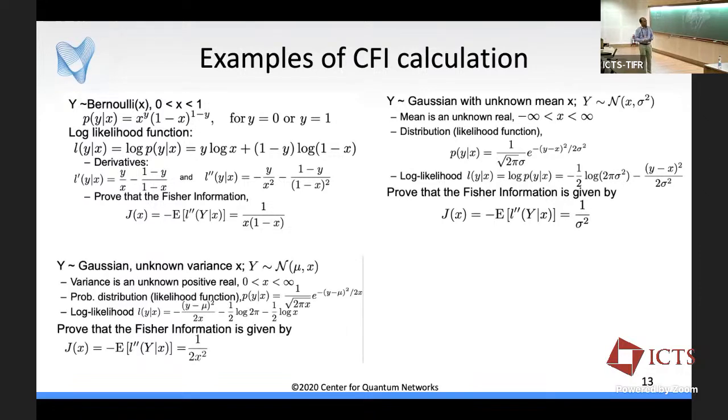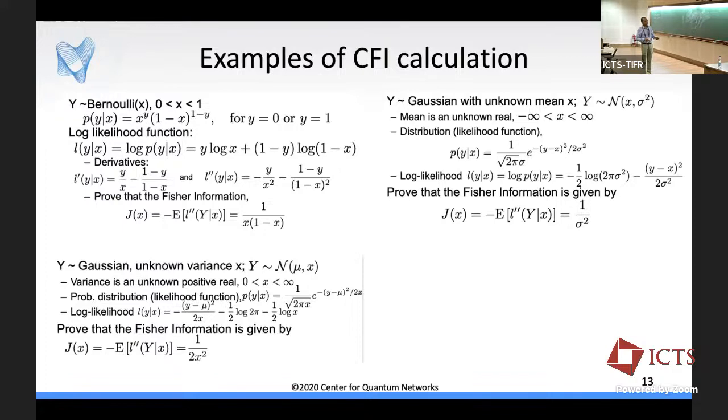The third one, this one we'll not use, but it's interesting to note: what if the mean is known and the variance is unknown? And here you can calculate the Fisher information comes out at 1 over 2 X squared. Again, it goes as 1 over the square of the variance in this case.